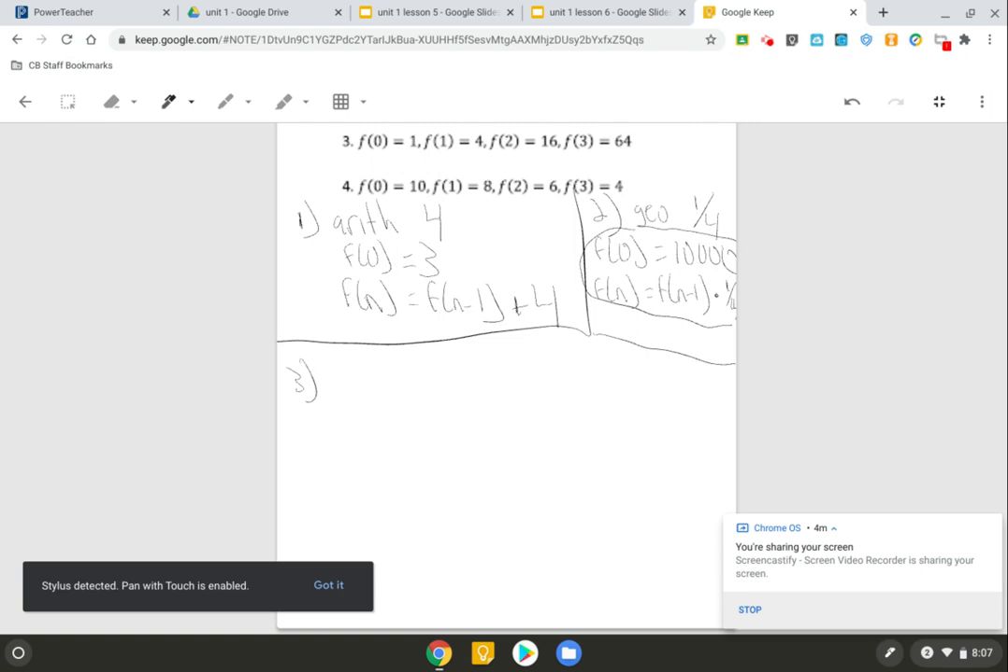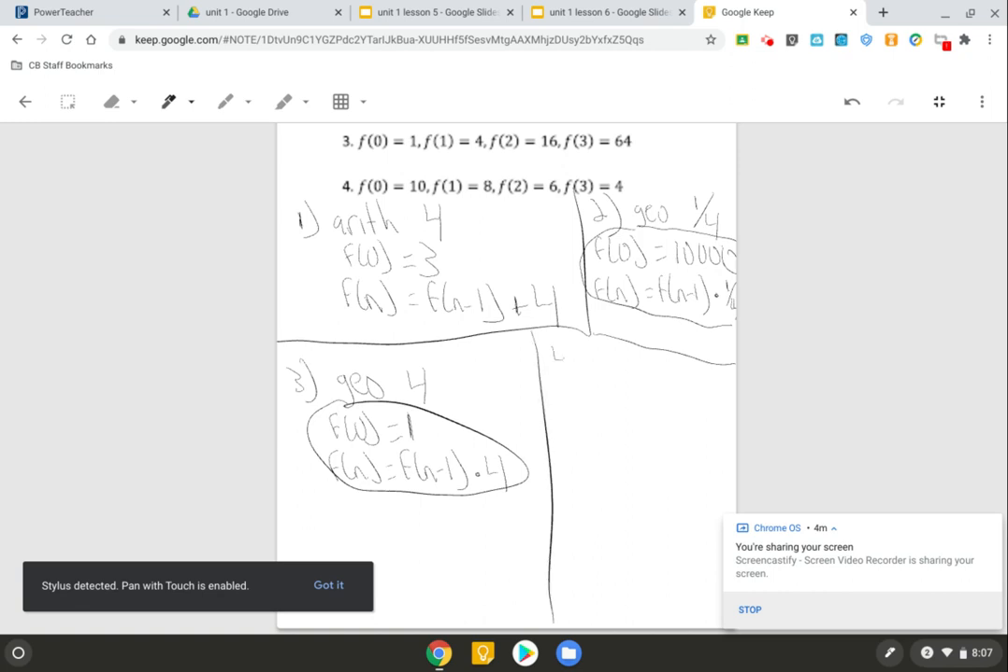We go from 1 to 4 to 16 to 64. Clearly not arithmetic. Let's check geometric. It looks like we're multiplying by 4. So it's a geometric sequence with a common ratio of 4, because 1 times 4 is 4, 4 times 4 is 16, and so on. So f of 0 is going to be equal to 1. And then f of n is going to be equal to f of n minus 1 times 4, since that's our common ratio.